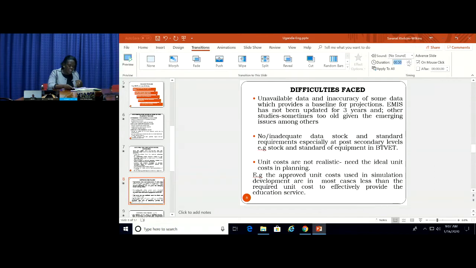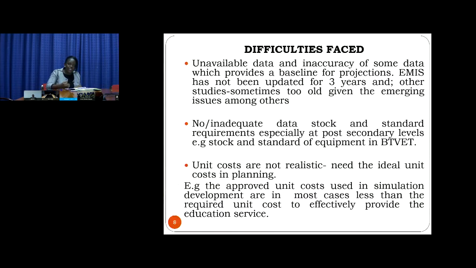We are additionally faced with low capacity at all levels of planning. At national level, we have low capacity. We have few people within the education planning department who really understand how to develop a simulation model from scratch or even interpret the models and the indicators. So most of the time we need to seek external help. Then the other issue is also cascading down the simulation models to other levels of government.